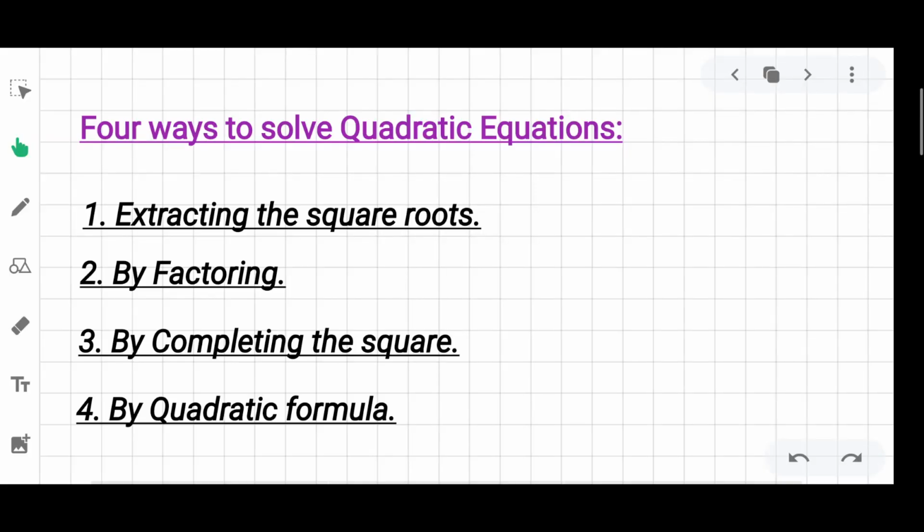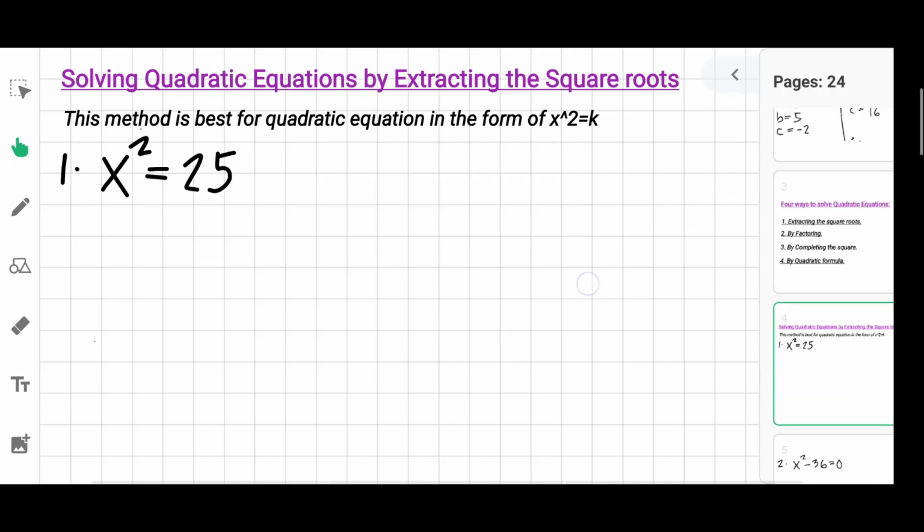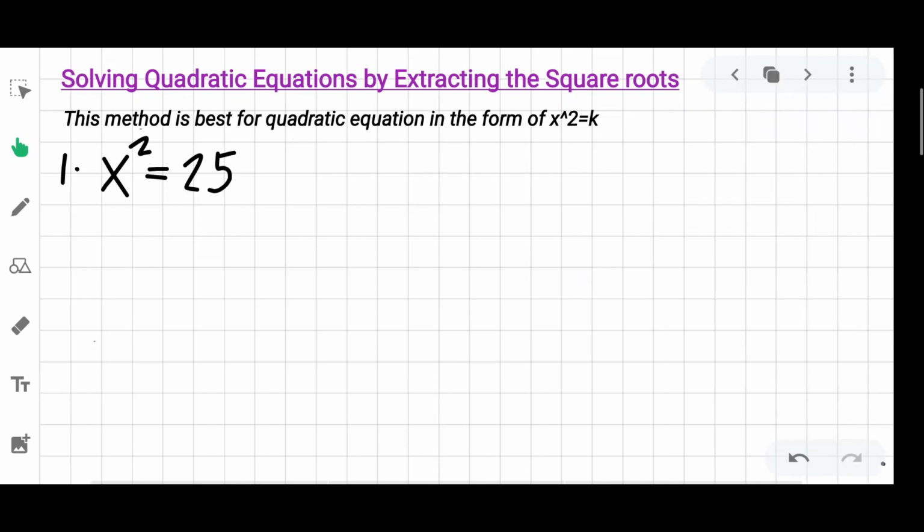So, since alam nyo na kung ano yung quadratic equation, ngayon pag-aaralan naman natin yung mga ways on how to solve quadratic equation. So, we have 4 ways to solve this kind of equation. But for today, we will discuss how to solve quadratic equation using extracting the square root. So, the question is, kailan nga ba natin kailangan gamitin ang extracting the square root?